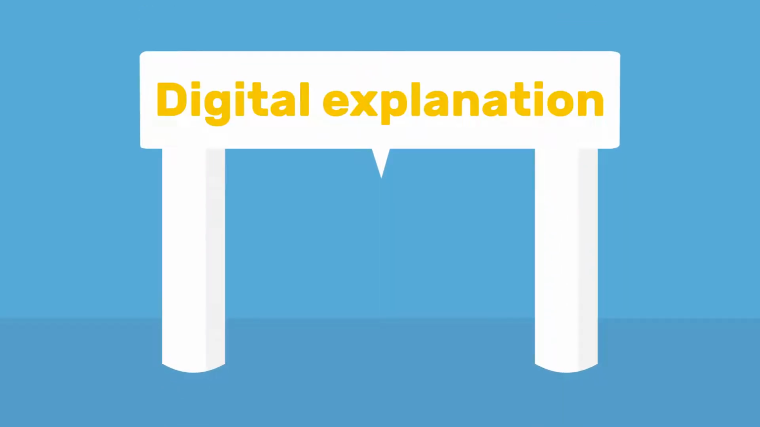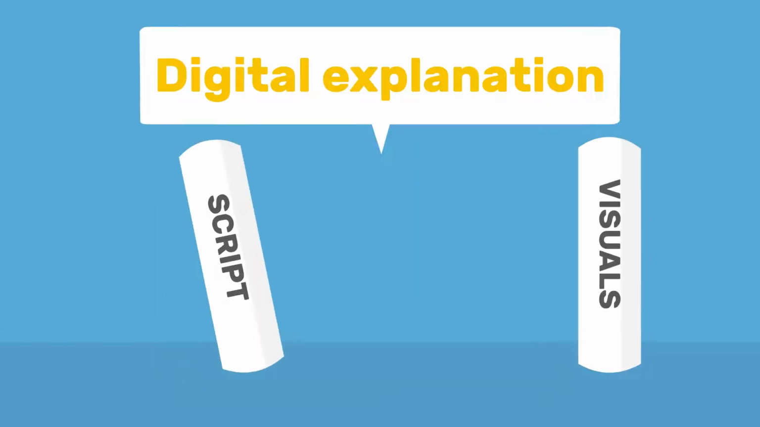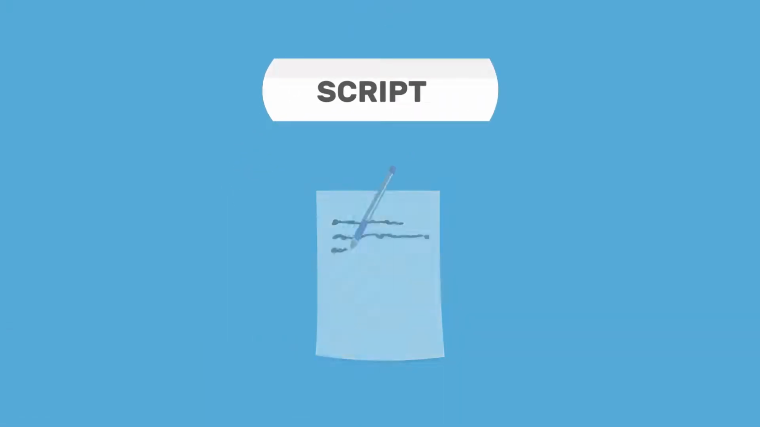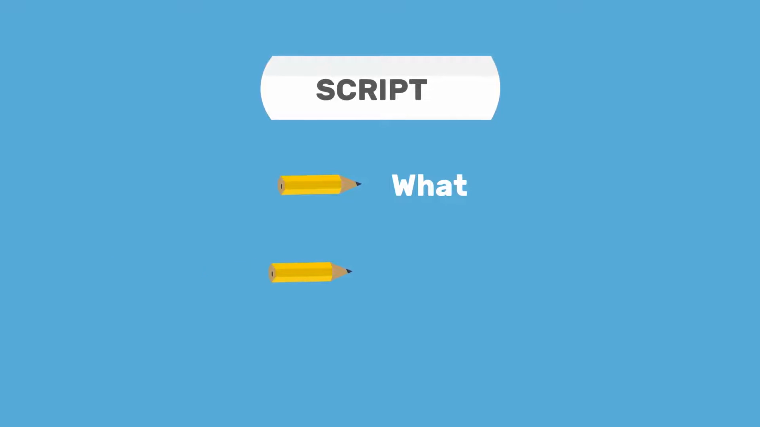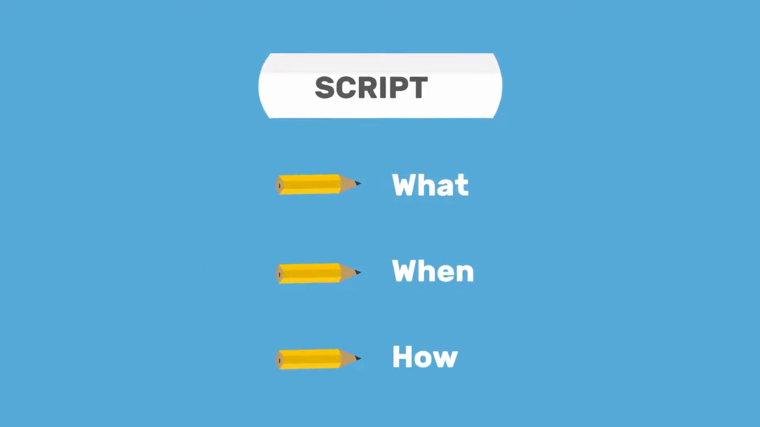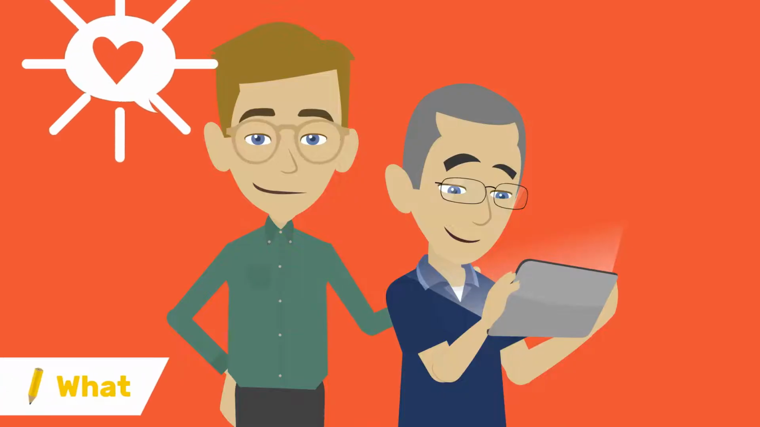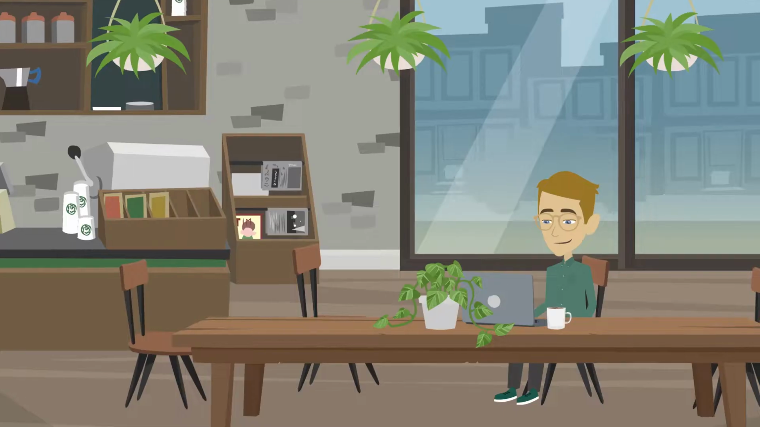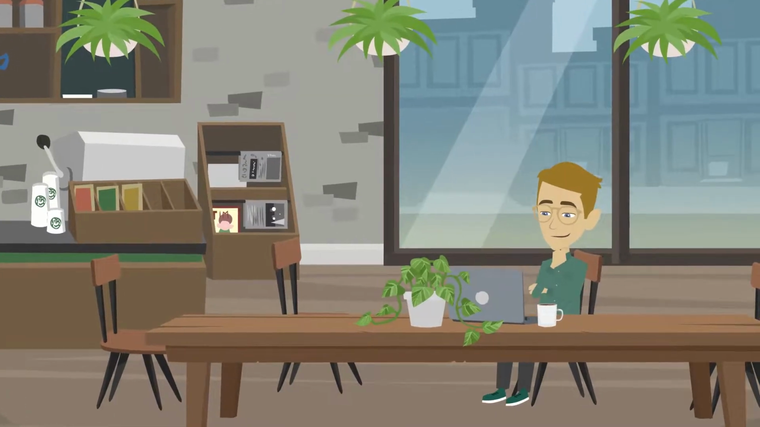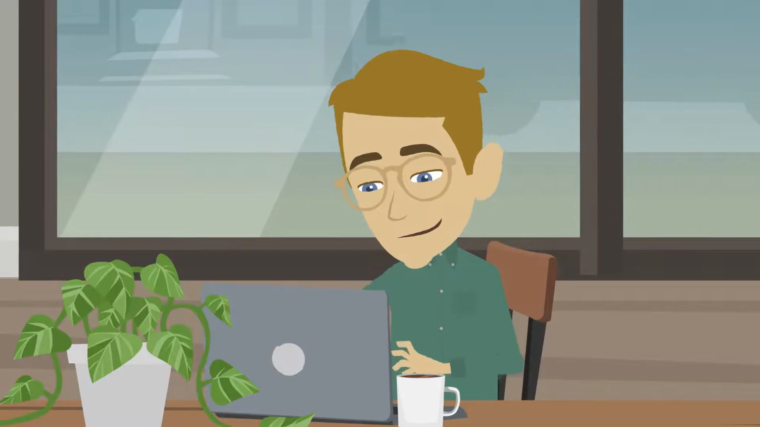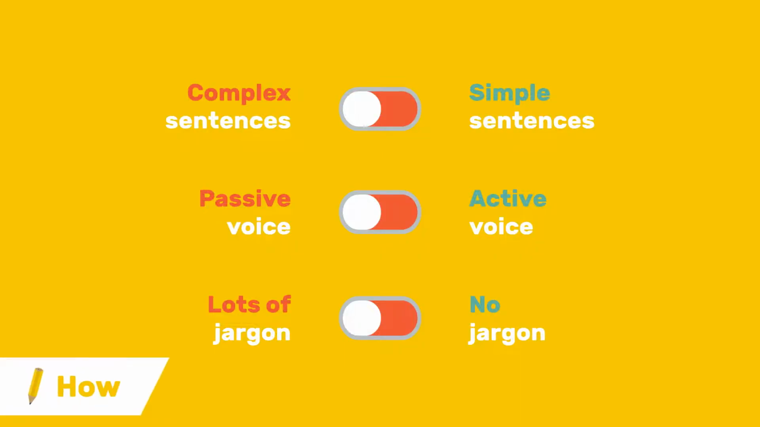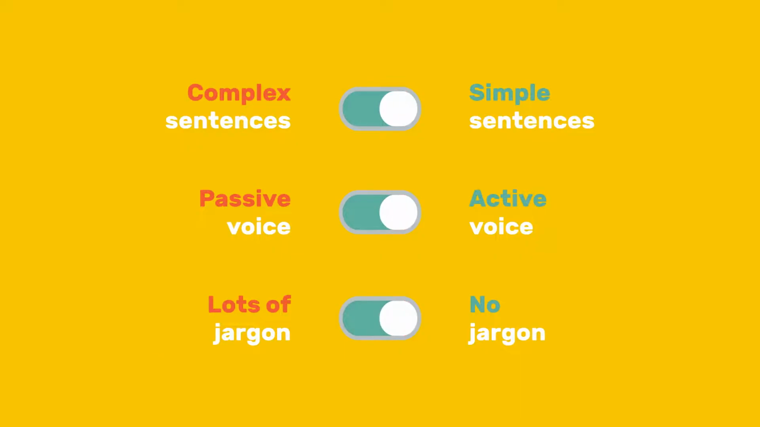Two components are fundamental for any digital explanation: the scripts and the visuals. The script is textual work where you decide what to say, when to say it, and how to say it. What to say requires empathy with your viewers, and you'll dig into what questions people ask and use that to design your answer. When to say things is about structuring your points in a logical order, and how you say things is about language, simple sentences, active voice, and no jargon.